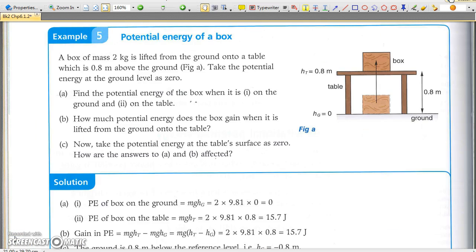In example 5, we may apply the formula for gravitational potential energy to finish parts A and B, which are straightforward. For part C, the question asks you to take the gravitational potential energy at the table surface to be 0, and you will see it does not affect the calculation of parts A and B in any way.